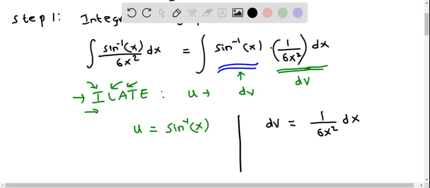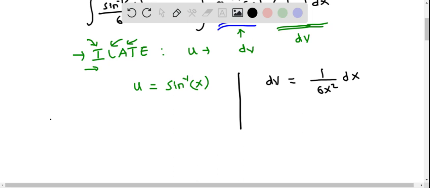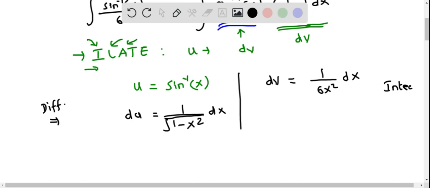Now let's consider this separately. Here we have to differentiate. So differentiation of u gives du, and the derivative of sine inverse of x, by the standard formula, is 1 over the square root of 1 minus x squared, and we put the dx as well. So we take differentials on this side, but on the other side we have to integrate so that we get v. So the integral of dv is just v, and then we have to integrate 1 over 6x squared.